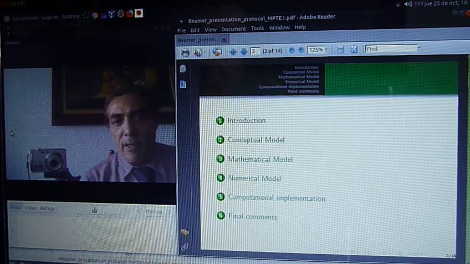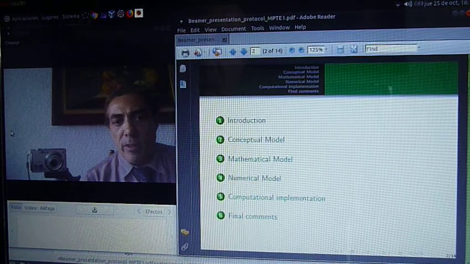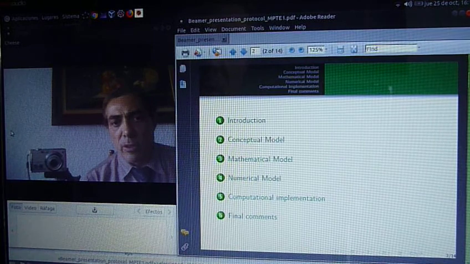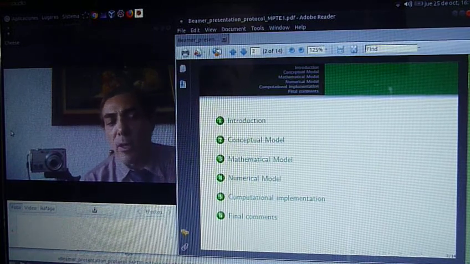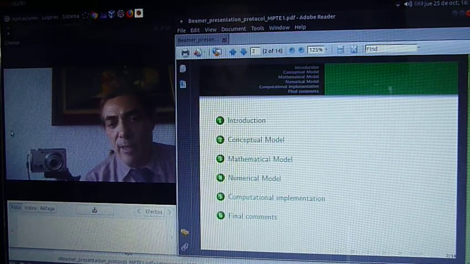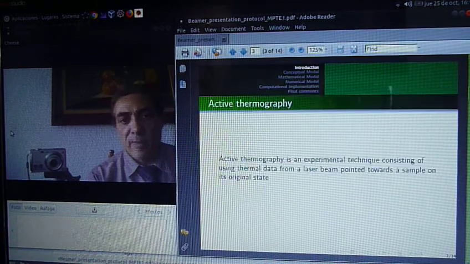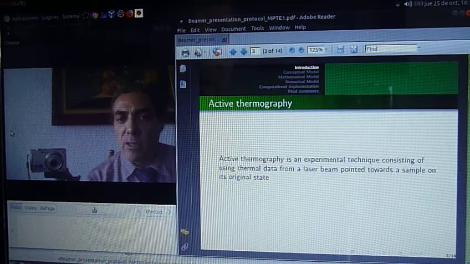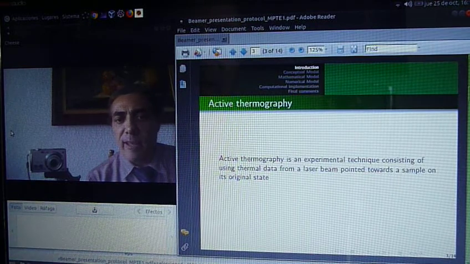Here we have the menu of what is going to be in this presentation: a short introduction, then a description of what is going to be done, and then some final remarks. Active thermography is an experimental technique consisting of using thermal data from a laser beam pointed towards a sample in its original state.